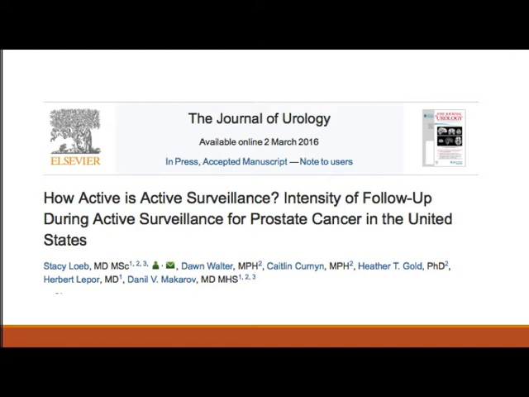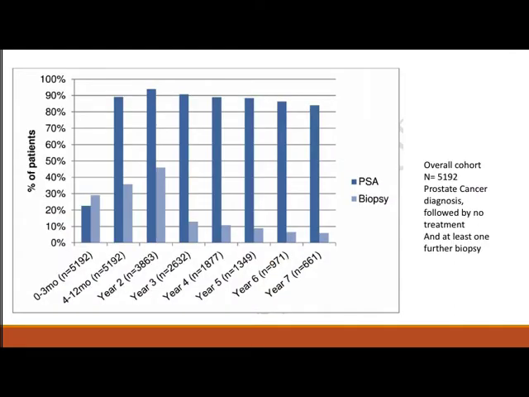And what's happening in the US? So this data shows that in 5,000 men who had a prostate cancer diagnosis followed by no treatment and at least one further biopsy to identify them as active surveillance, there was good adherence to biopsy protocols for the first 2 years, and then it really drops off. And the number of people having biopsies out 5-6 years down the track is less than 10% of the group.